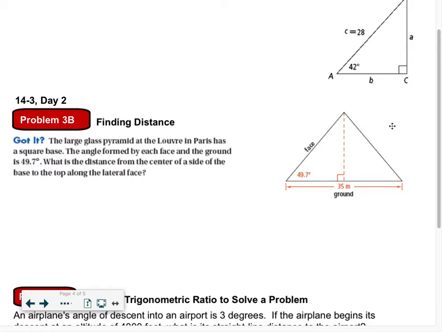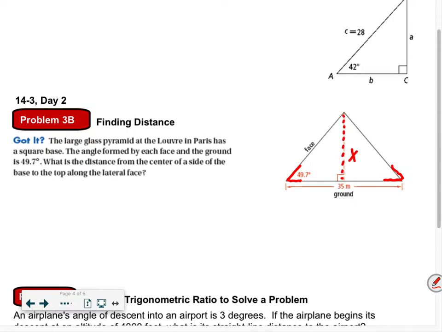So this first example talks about the Louvre in Paris. It has a square base, and the angle formed by each face and the ground is 49.7 degrees. That is right here and here. I want to know the distance from the center of a side of the base to the top. So I want to find this.